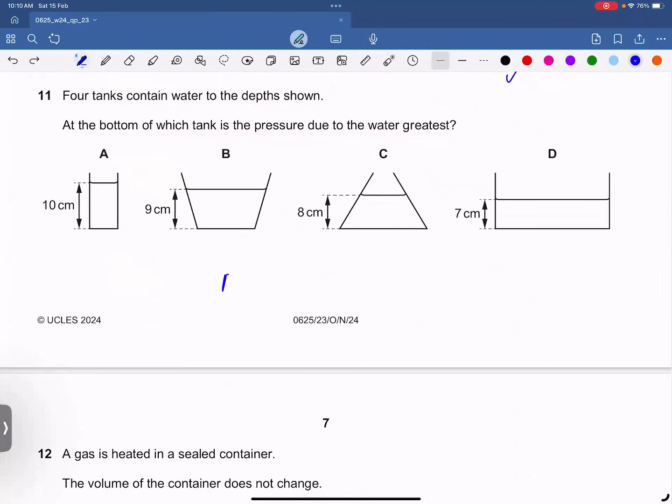You all know the liquid pressure is rho g h. They all have water, so rho is the same. They all are on earth, g is also the same. So for maximum pressure, you should have maximum depth. So if you see, the maximum depth is in A, which is 10. The others are 9, 8, and 7. So the right option is A. Proceed to question number 12.